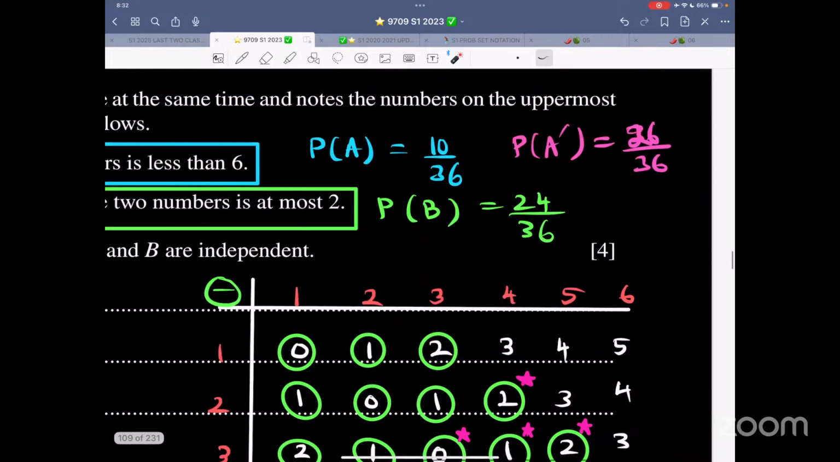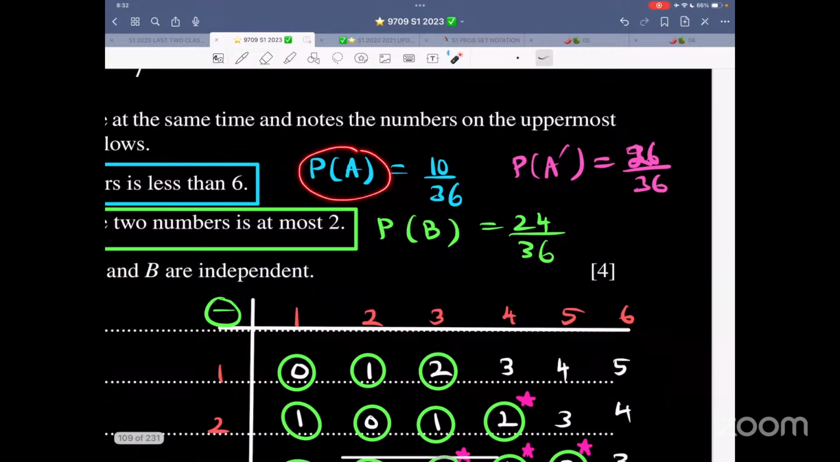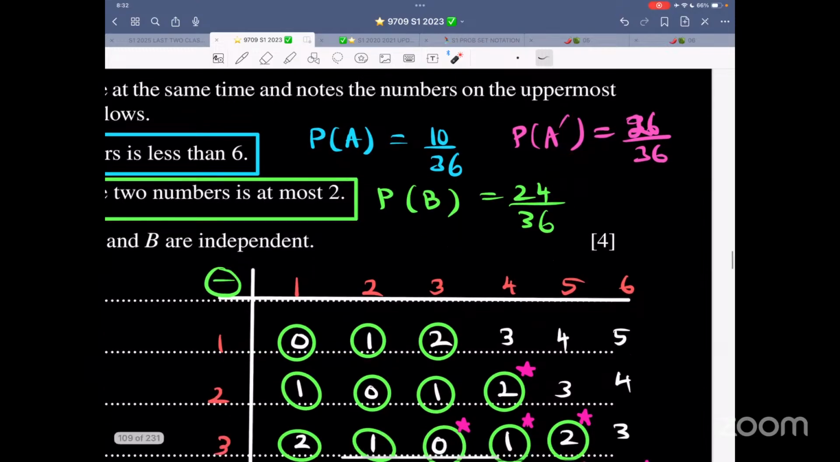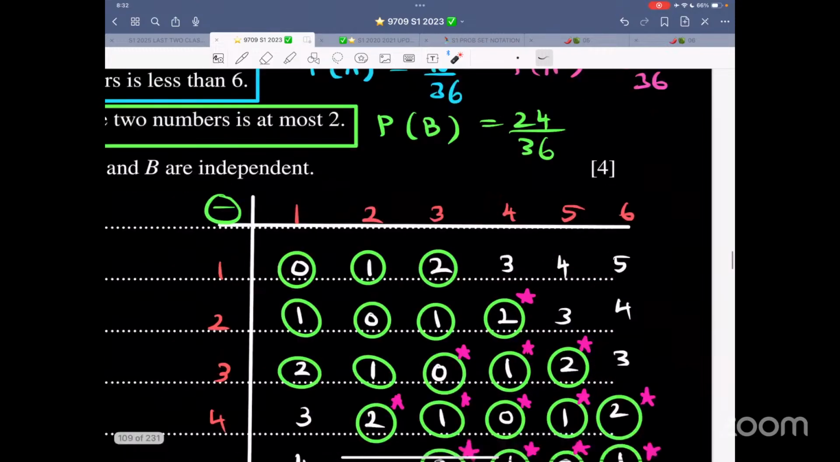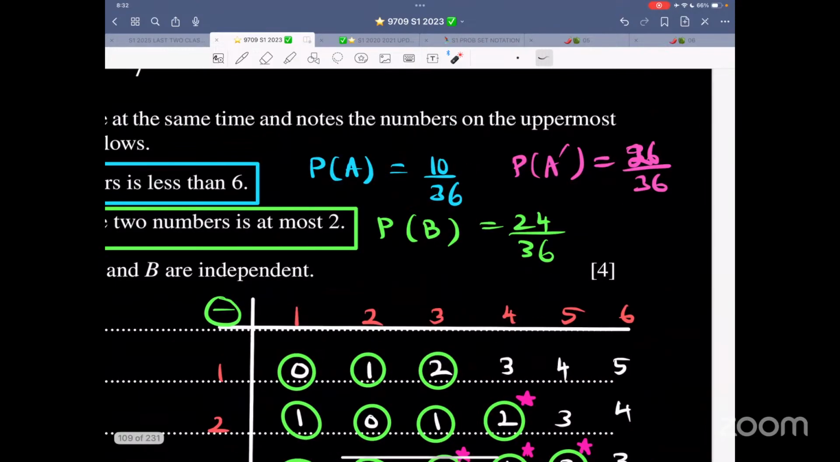Now, probability of A complement is the pink one. What's not A? That is A complement, and that is 26 over 36. Let me write over here clearly: this is 26 over 36.